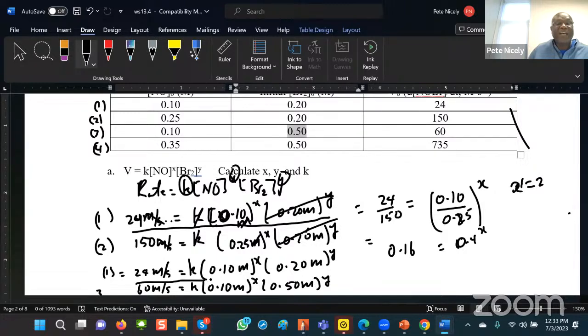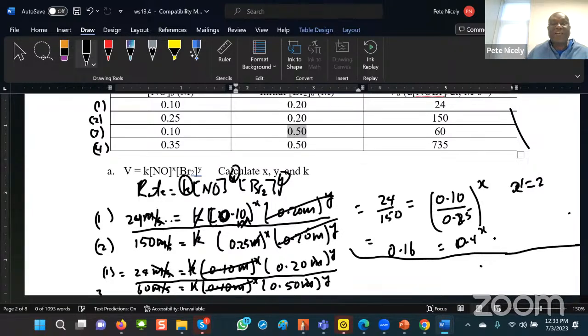And then we divide one line by the other again, like we did before. Of course, the k's will cancel, these will cancel, and the units here will cancel. So we'll be left with, let me just draw a line here to differentiate. There's something going on with my writing tablet here. Okay, so we're going to end up with 24 divided by 60, and that will be equal to 0.20 divided by 0.50 raised to the y.